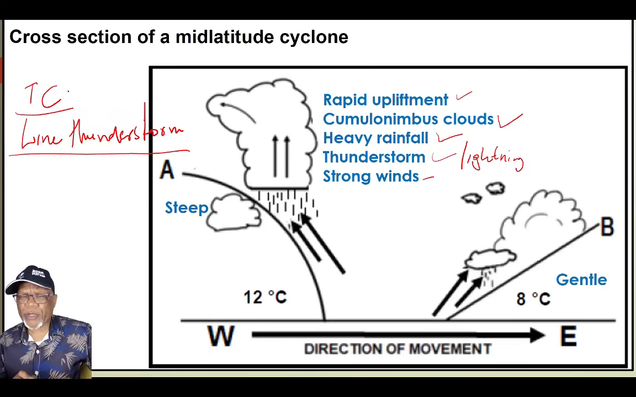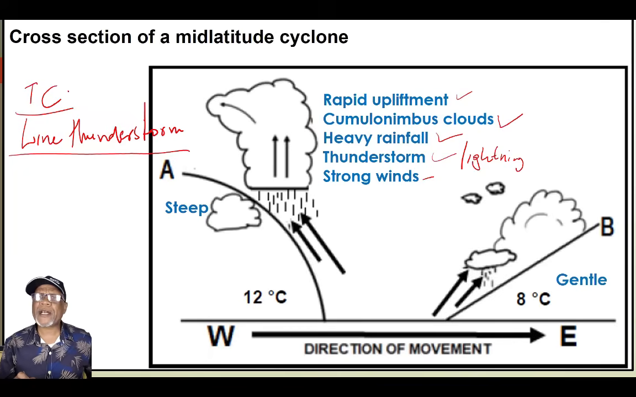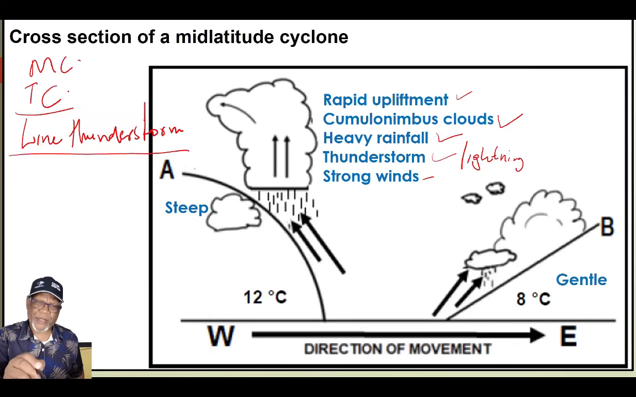I said we have three systems or three weather phenomena that have cumulonimbus clouds. Number one is a mid-latitude cyclone, which we have here, then the tropical cyclone and the line thunderstorm. Now, what are the impacts? What are the impacts of these clouds?